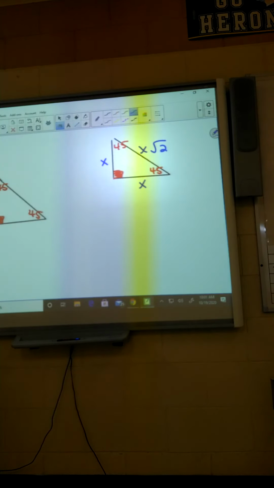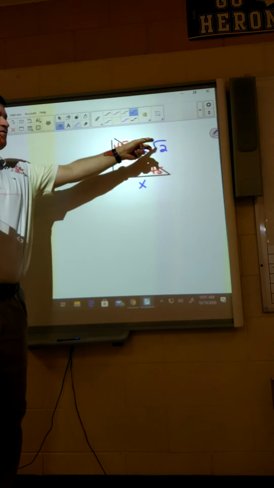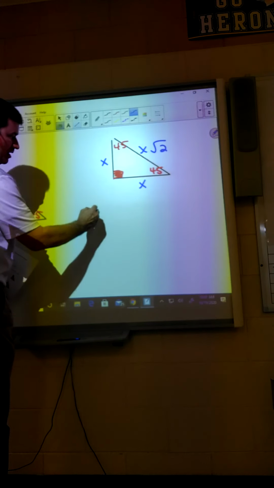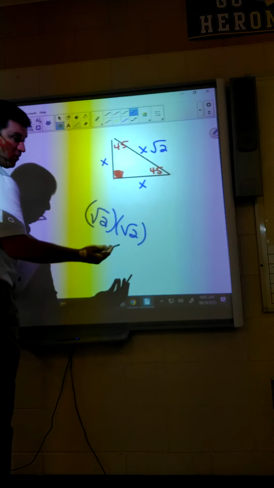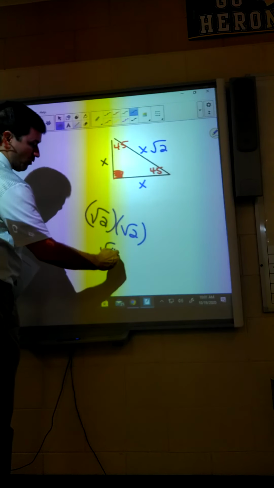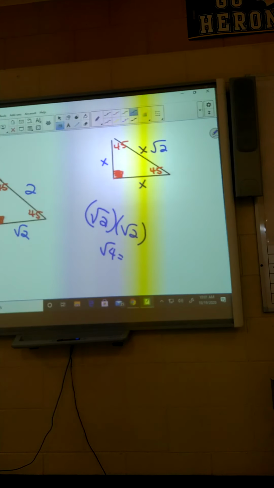All right, this time they give us a leg. Well, I know my legs are always equal, so they both have to be root 2. Now, how do I find the hypotenuse? Look at the formula. Whatever you have, you times it by root 2. So in our calculator, y'all got to do root 2 times root 2. If I work it out by hand, that equals root 4, which is 2. So that one was a little different.